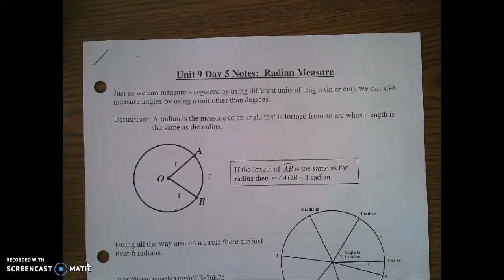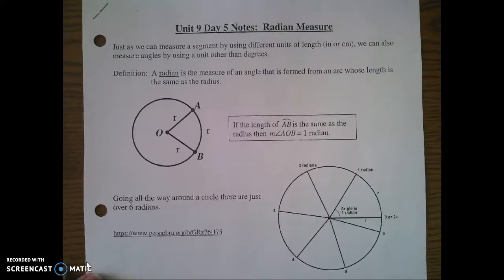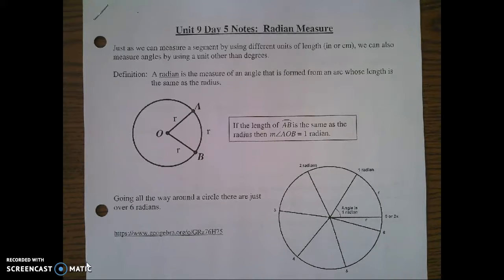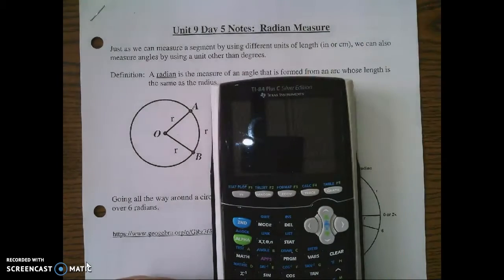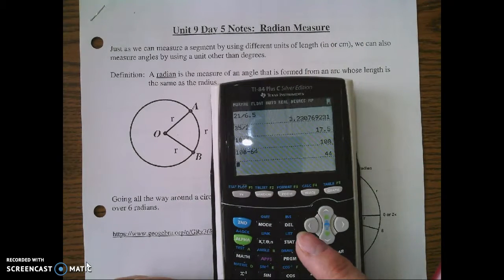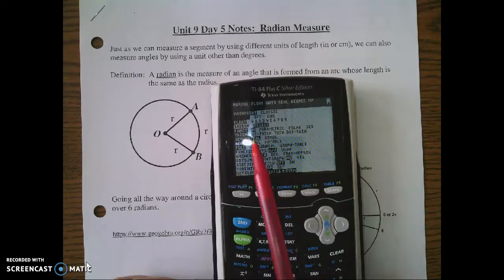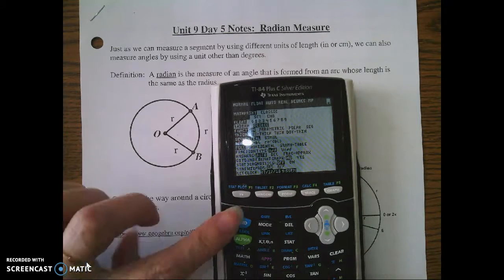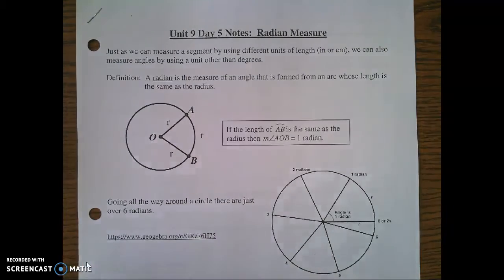Hi everyone. So today we have Unit 9, Day 5 notes about radian measure. So you may have seen on your calculator when we talked about trigonometry that we needed to make sure your calculator was in degrees. So there is something also called radians. So radians is another way to measure angle measures.